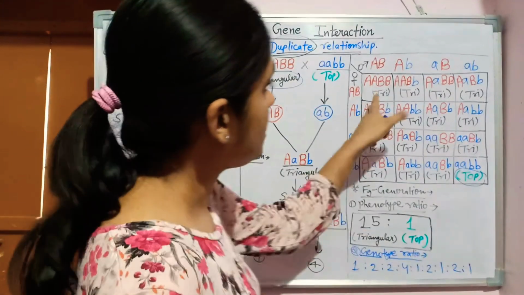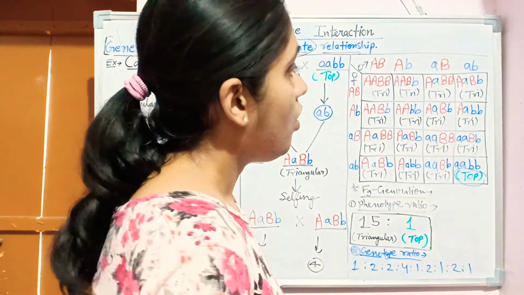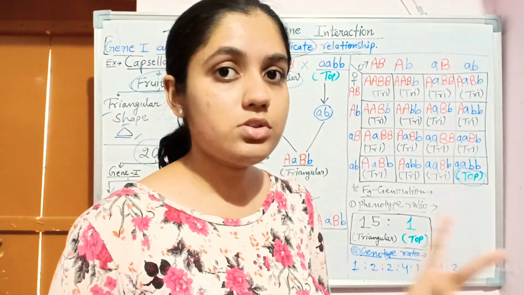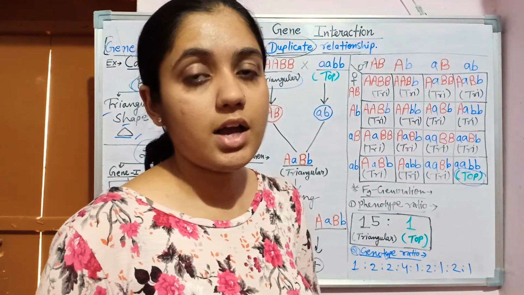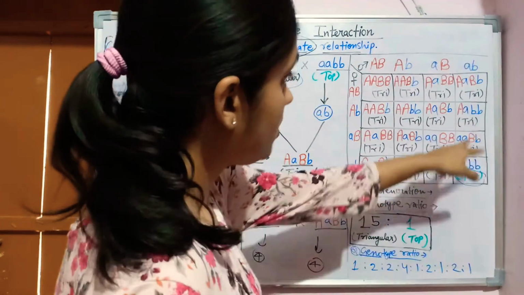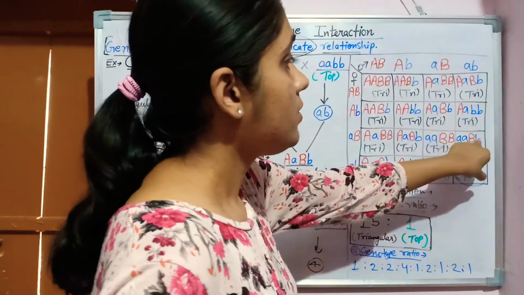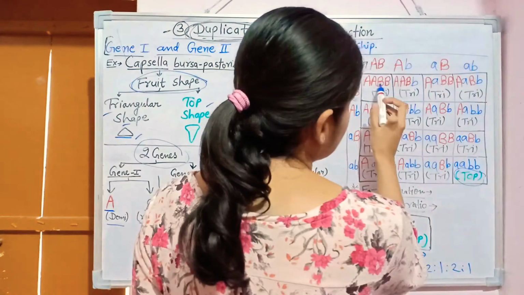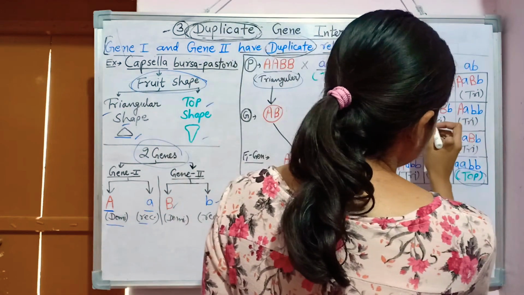Why? Because if a dominant allele is present, even only one dominant allele, and that can be from any of these two genes, that one dominant allele can form the dominant character. This is because each gene is a duplicate of the other. Here you can see this is the triangular dominant character, this is triangular, and this is triangular.